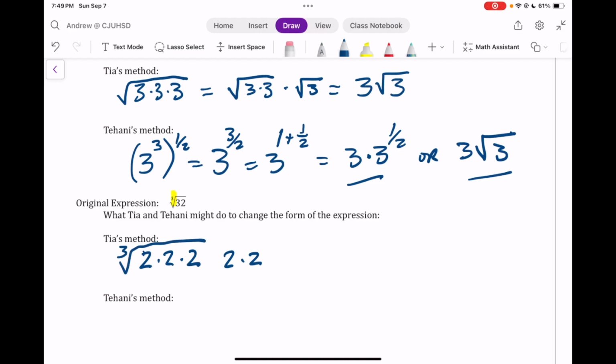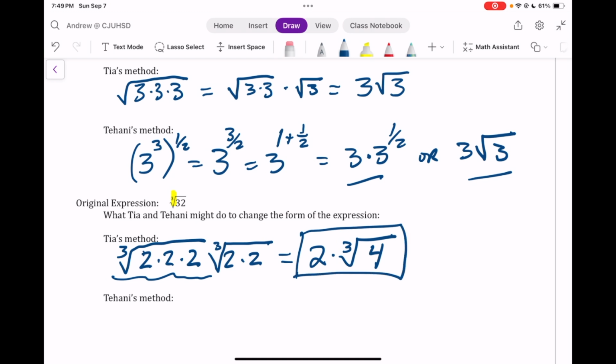Now, we'll put the root on. Okay, so those 3 2s are going to turn into a regular 2. And these 2 2s are going to be in the cube root. So the first part right here is a regular 2, and then the second part is going to be the cube root of 2 times 2. It's 4. And that would be simplified.